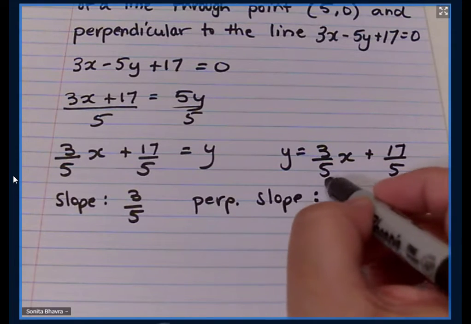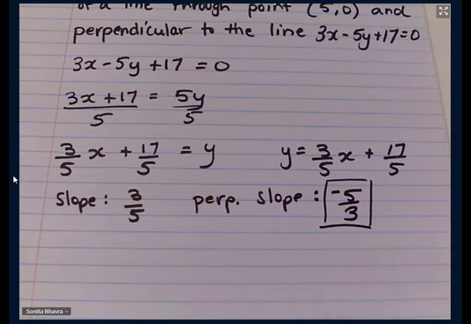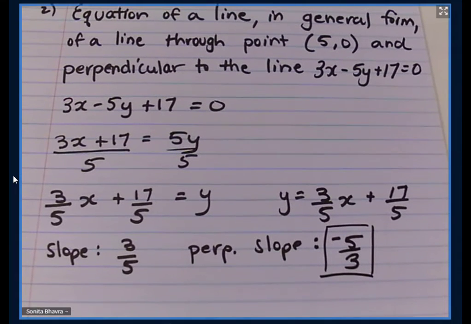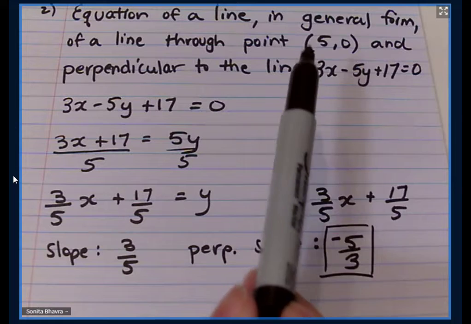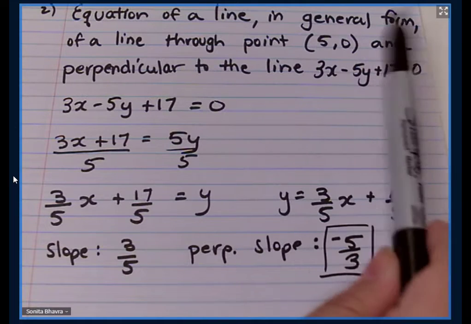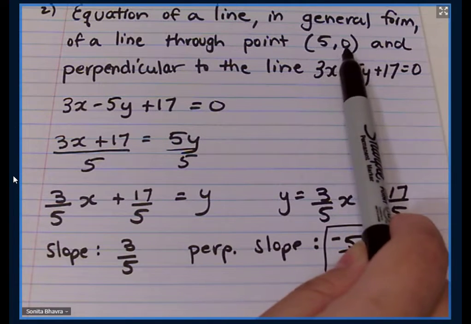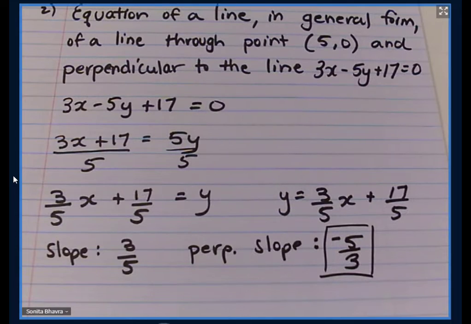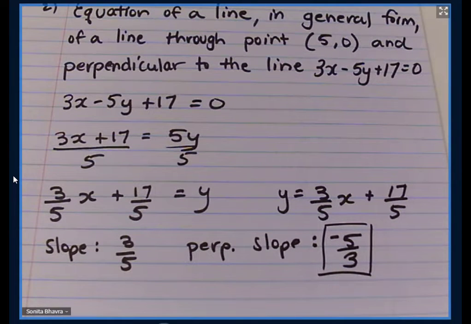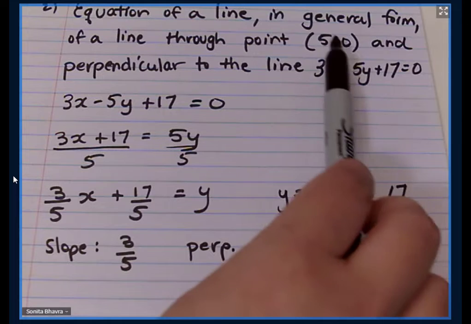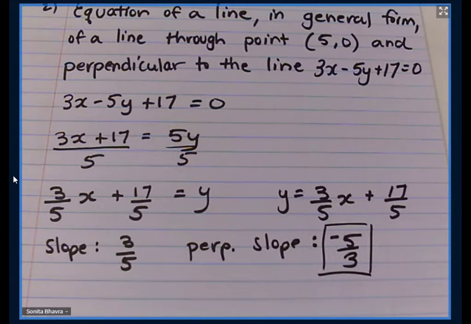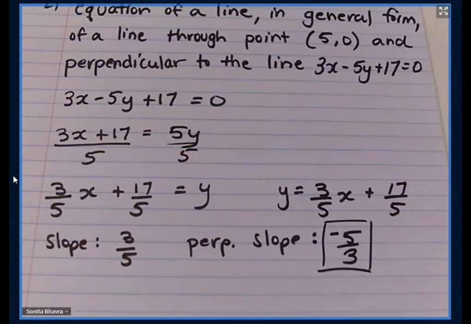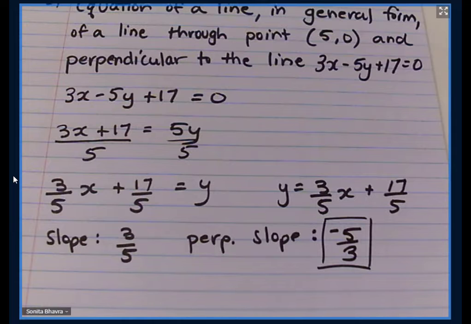That's the first part. All right, next, it's going through the point 5, 0. This line is going through the point 5, 0. This is x, and this is your y. So don't confuse that with the y-intercept. This is the x-intercept. So we can use this as a point on the line, and we can use our slope point form.